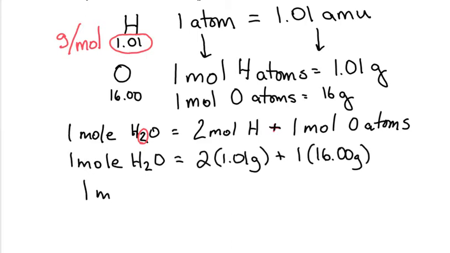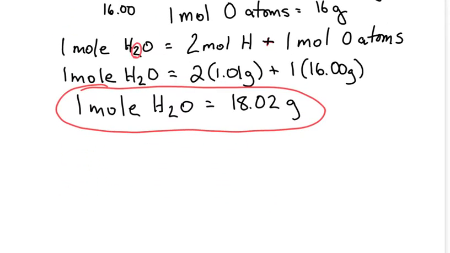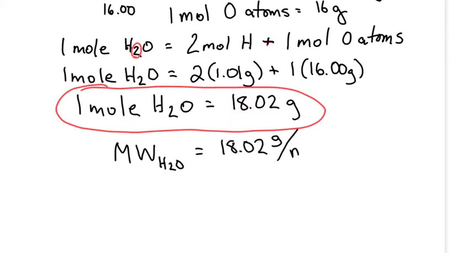So 1 mole of water weighs 18.02 grams. That's the conversion factor. We can write it out as the conversion factor, or we can say the molecular weight of water is 18.02 grams per mole.